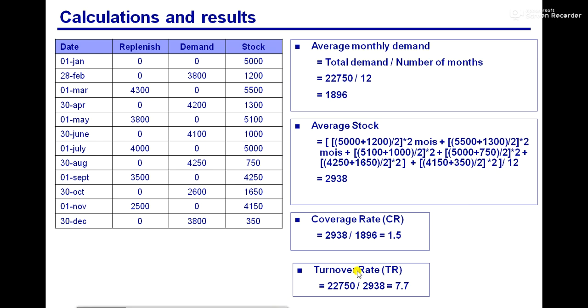So we have the turnover rate equal to 7.7. It means that the inventory is completely depleted and restocked 7.7 times on average in the period of 1 year. The coverage rate is equal to 1.5. This means that on average, the inventory covers the period of 1.5 months. So again, you can't really evaluate these rates since we have no idea what industry this is and what type of inventory we're handling.